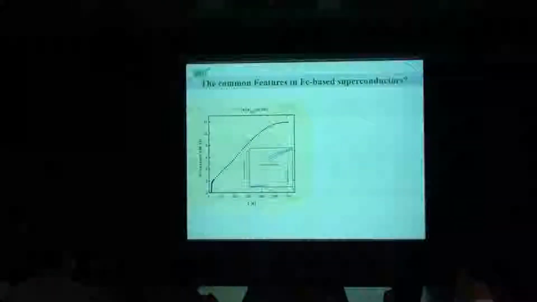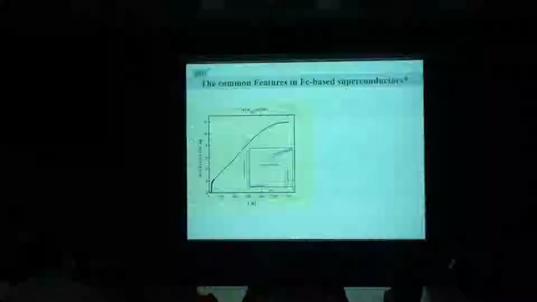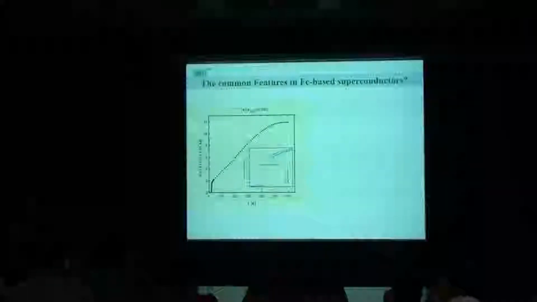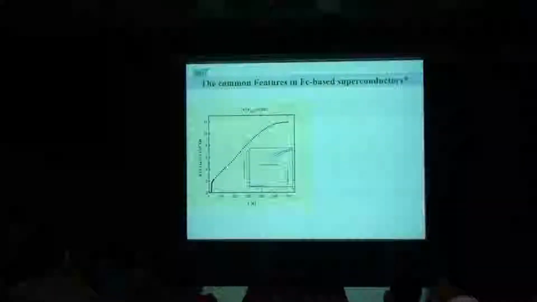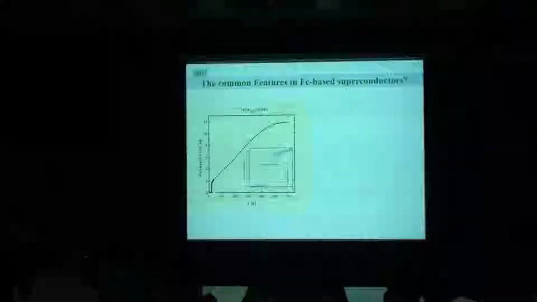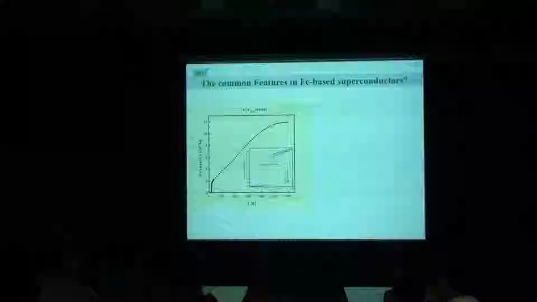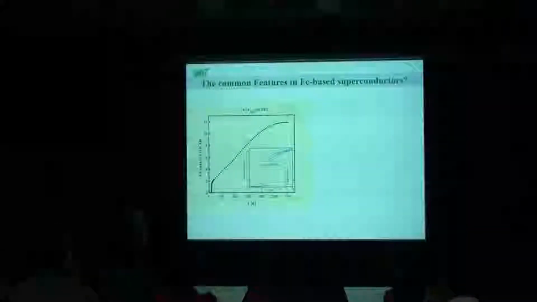For a metal, usually you see a linear curve, but here it saturates at much higher temperature. What's going on here? There's some feature simply from this curve. And there's a dip, although small, but obviously there's something going on. Of course, superconductivity at lower temperature. At the beginning, we already asked ourselves, is this common, or just specific to this particular selenium system?